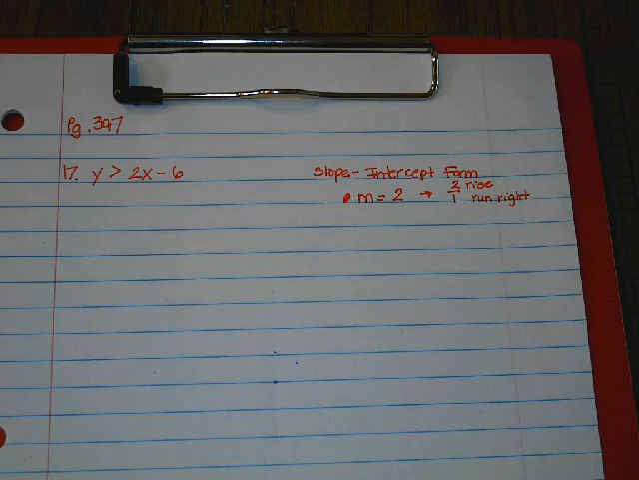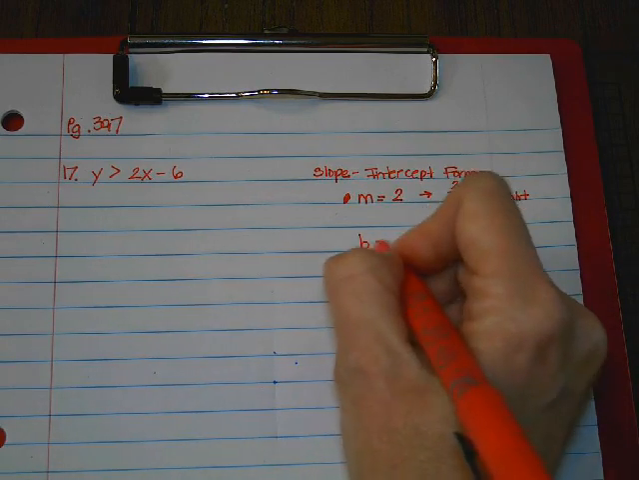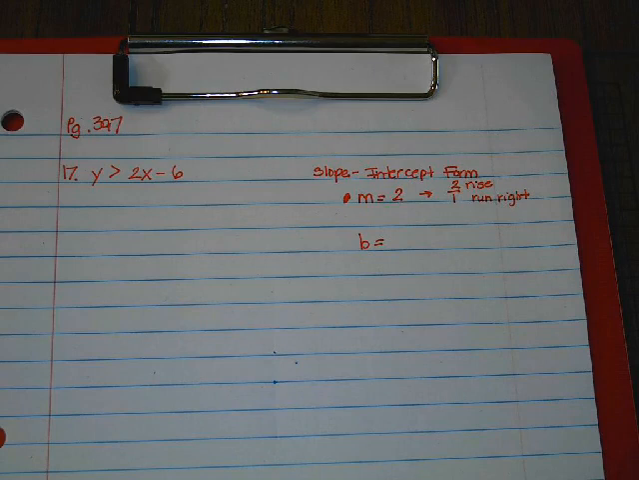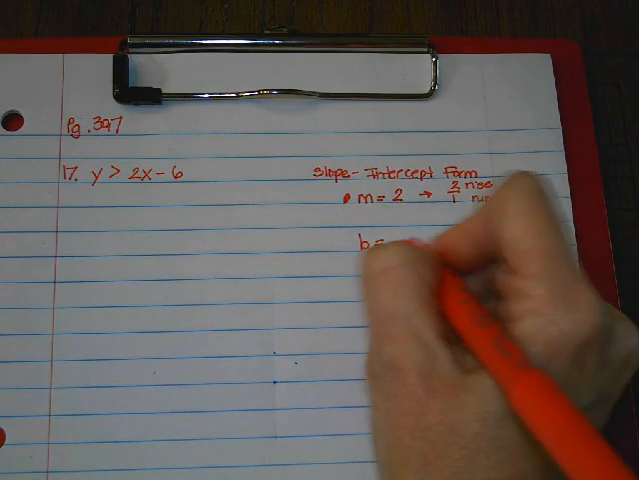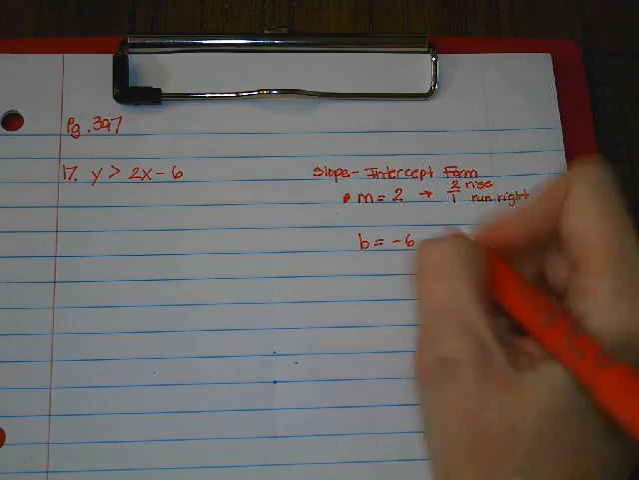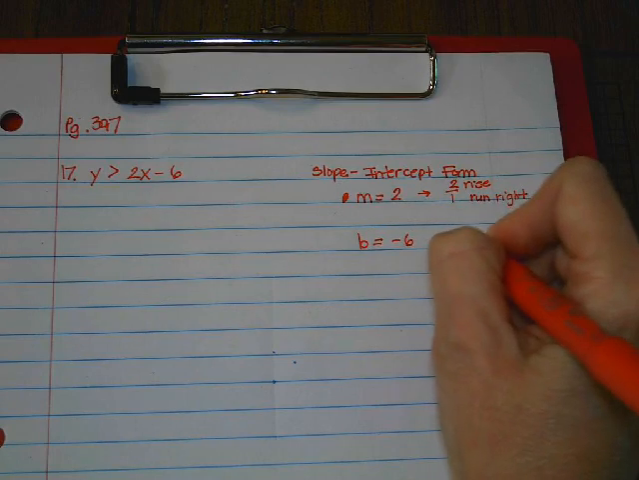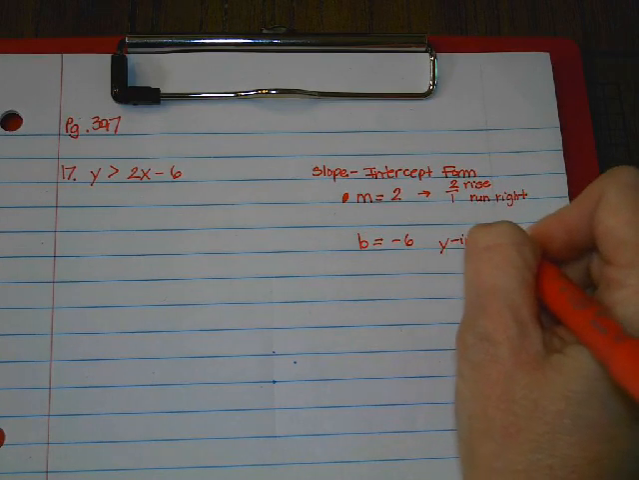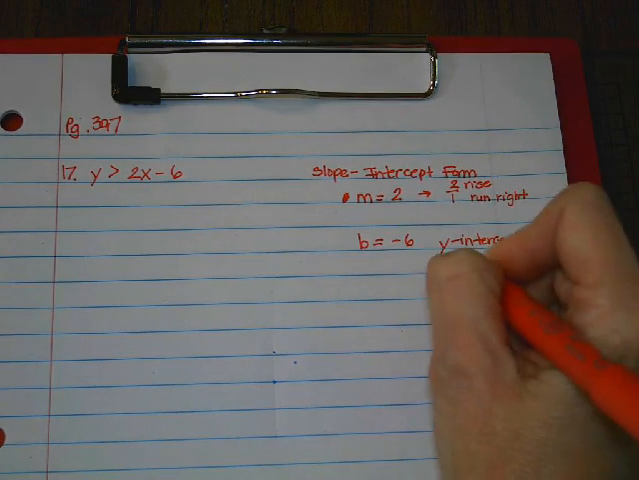So now we have to find our b value. So Cheyenne, what is our b value? That's right, it's negative 6. This is our y-intercept, and this is our starting value.